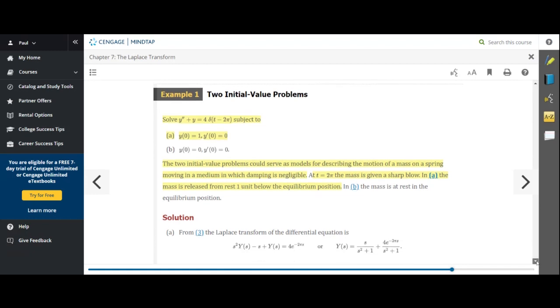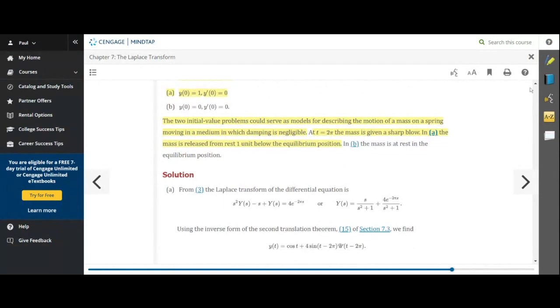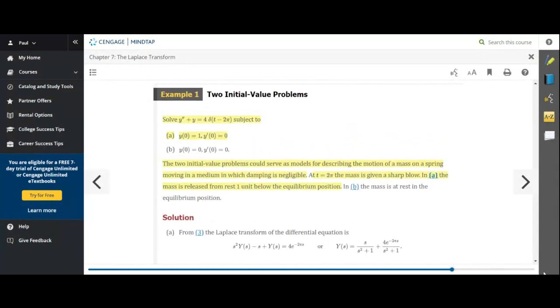So what we want to do is solve the differential equation. We're going to take the Laplace transform of both sides of the differential equation. If you take the Laplace transforms, obviously they leave out steps.